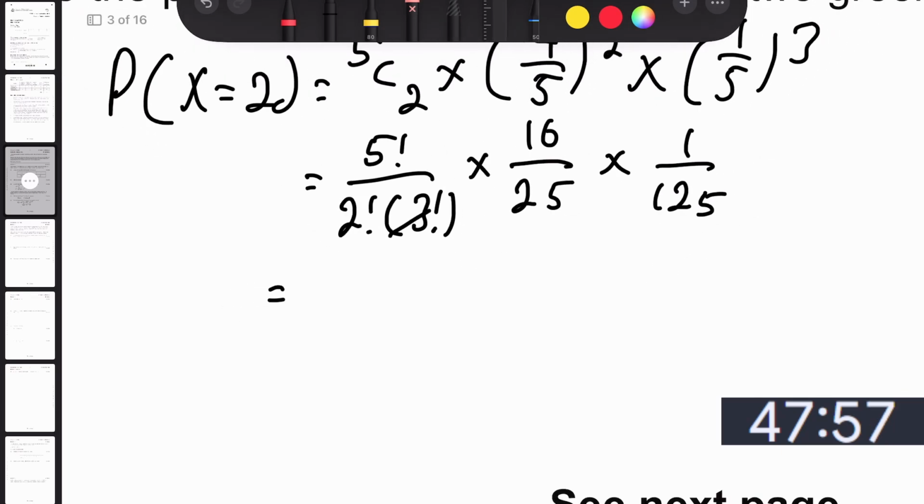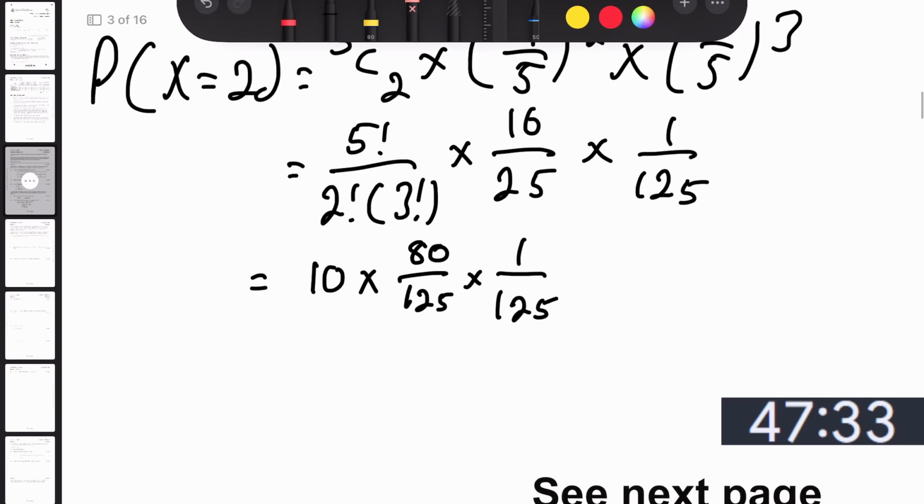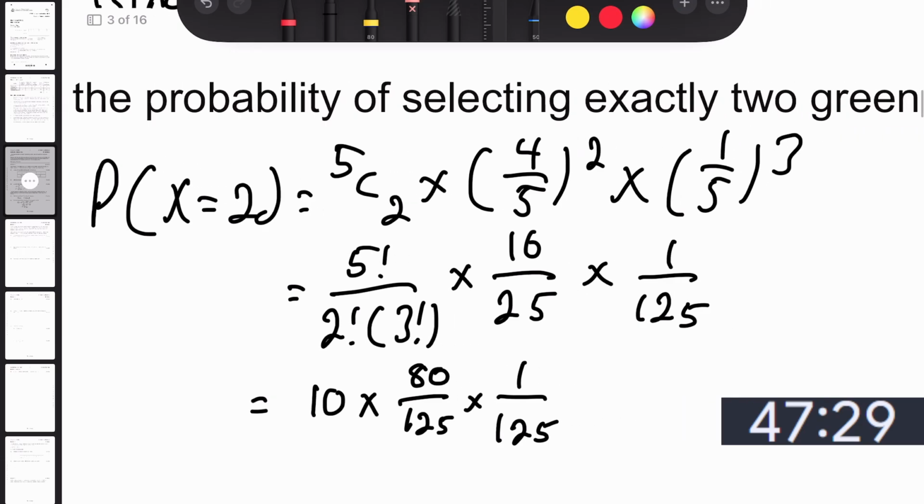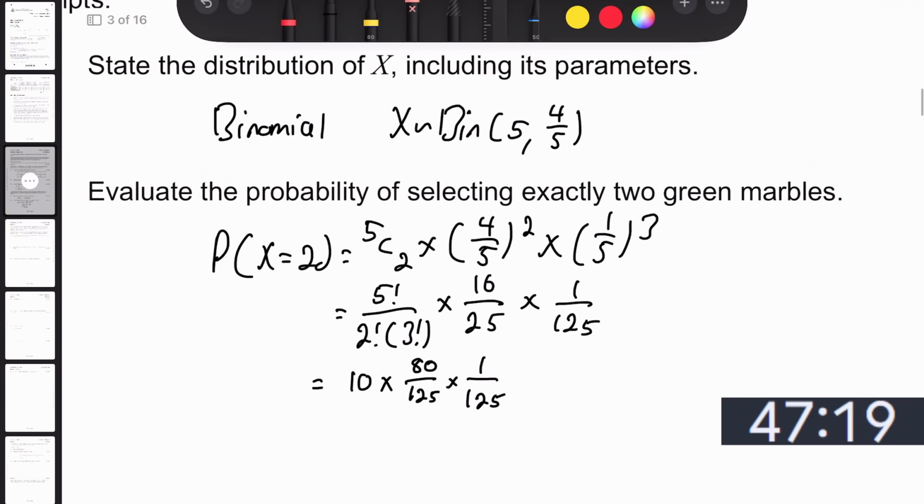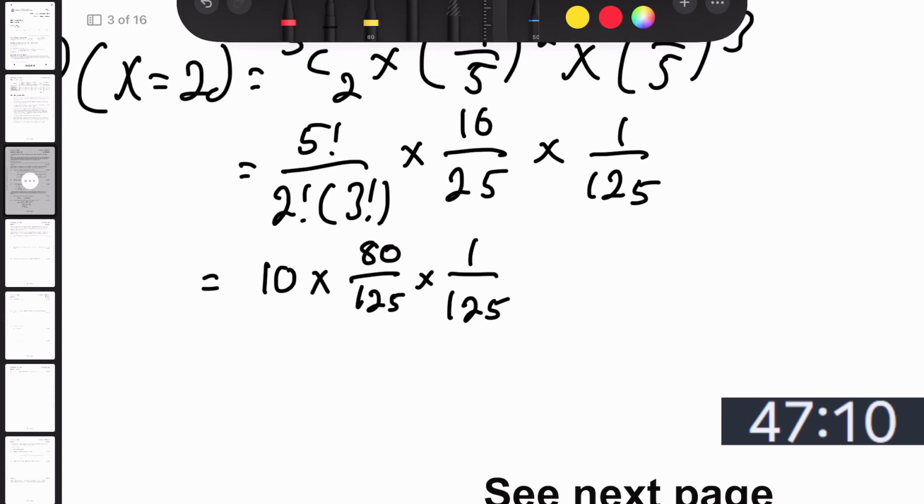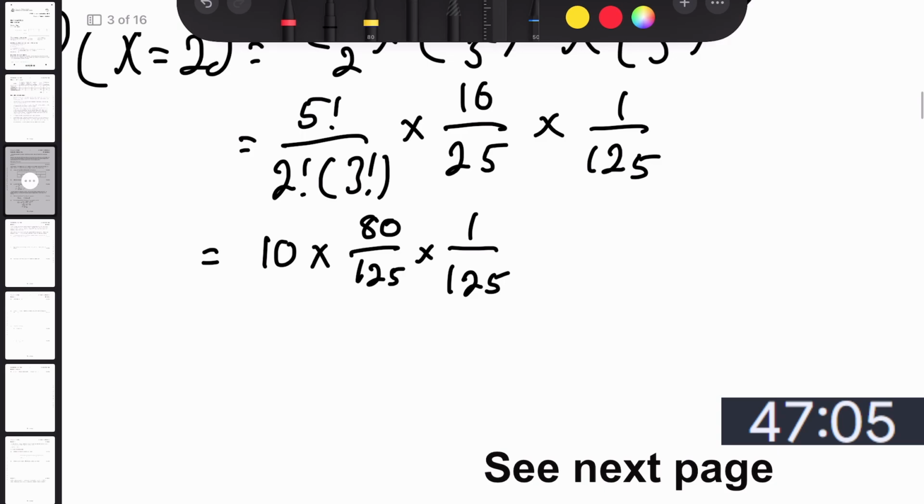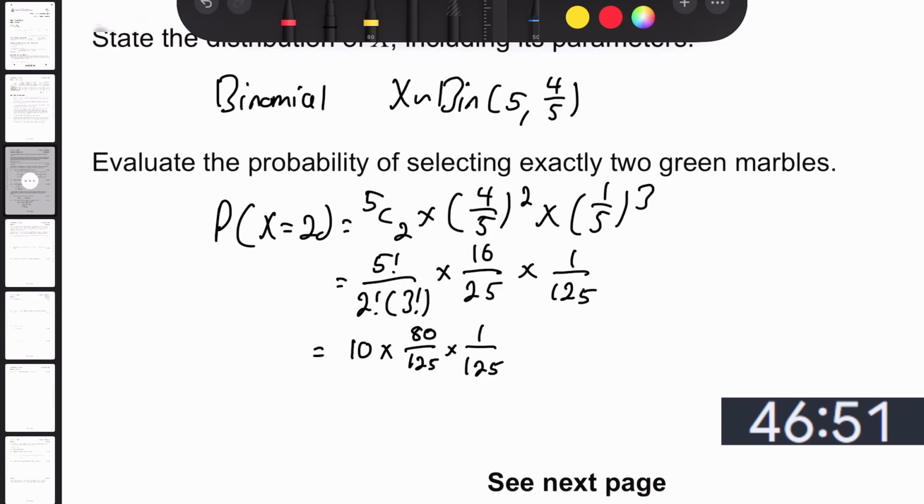This 5 factorial and 3 factorial, that 3 factorial cancels out, leaving 5 times 4 on top over 2 factorial. This 2 factorial can be cancelled out, so this becomes 5 times 2, which becomes 10, times 16 on 25, let's times this by 5 to get it to the same denominator. So we get 80 over 125 times 1 on 125. Looks like I've done something wrong here. Yes, I've definitely done something wrong here. Selecting exactly 2 green marbles, 5C2, 3 times 2. Exactly 2 marbles.